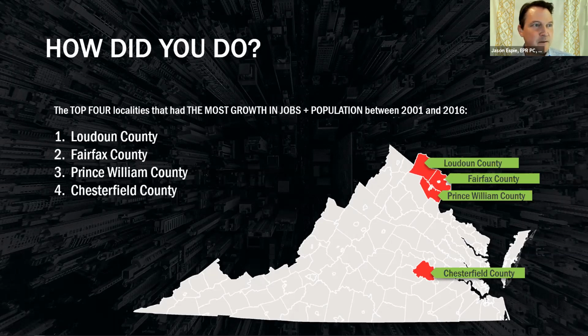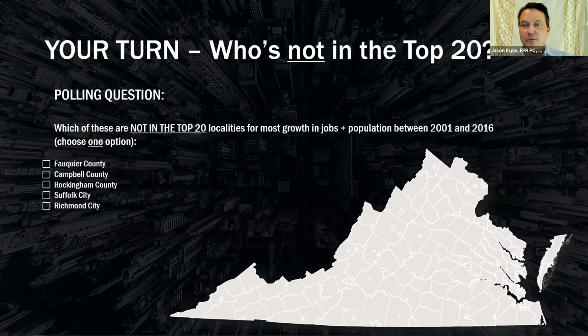Great. So let's keep going. We have one more question. This is another poll. Who's not in the top 20? Of these localities, one of them is not in the top 20. So here's where you're clicking on the one where you think is not. You choose one: Fauquier, Campbell, Rockingham, Suffolk City, Richmond City. All right, 70%. It's 80% have voted. I'm going to end the poll and share results this time.